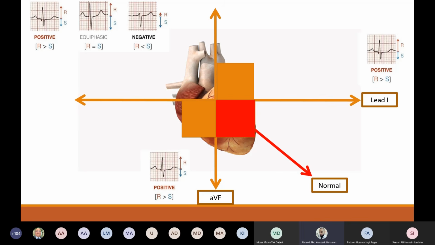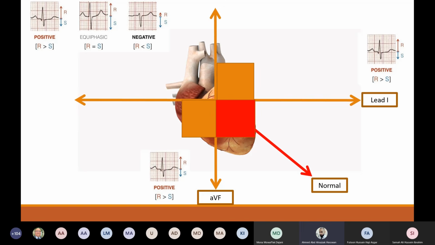Okay, so what do you mean by lead 1 is positive? It simply says that the positive deflection, the R wave, let's say, is larger than the S wave. Okay, this is simply what we mean by positive deflection. So you look at the QRS complex, and if it's mainly above the isoelectric line, then this is positive. If it's below the isoelectric line, then this is a negative deflection in the lead. Okay, so let's take all of the combinations.